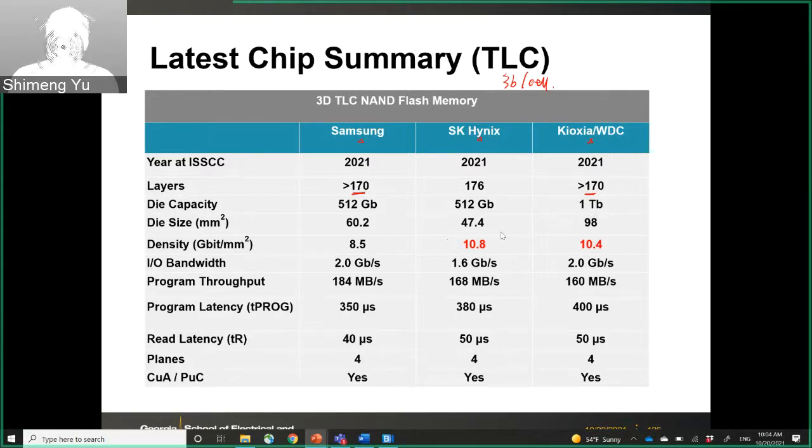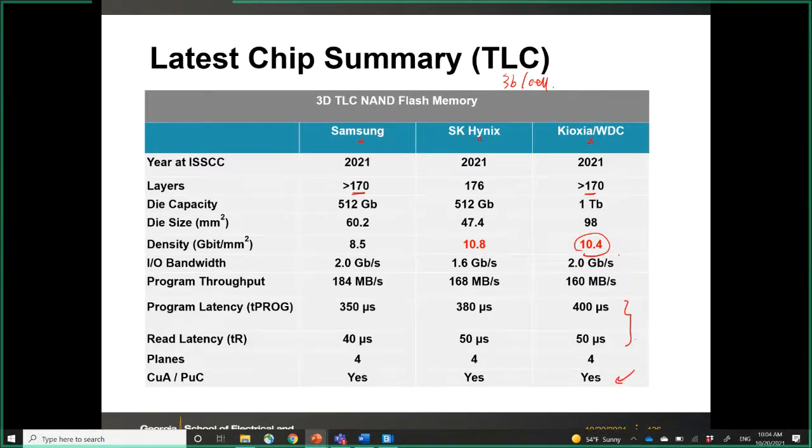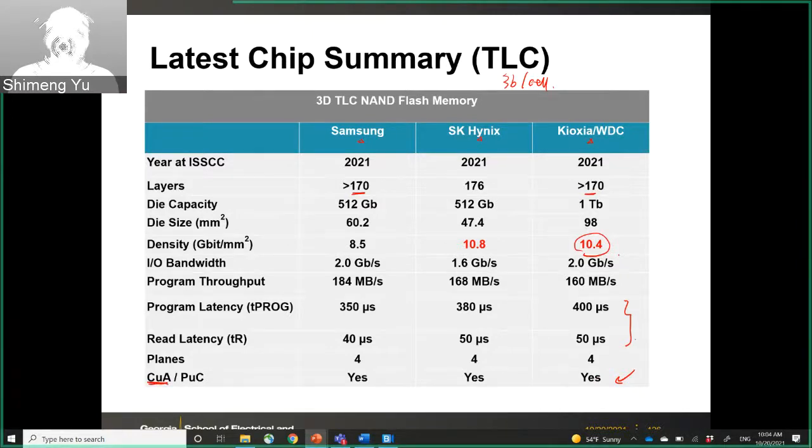The die size is up to close to 100 square millimeters, and the density reaches 10 gigabit per square millimeter. If you recall, the first generation is close to 1 gigabit per square millimeter, and after a few years this density increases by 10 times. Then there are other parameters like programming latency, typically hundreds of microseconds for TLC programming, and read latency is typically 40 to 50 microseconds. All of them use the CMOS under array technique as we just discussed.